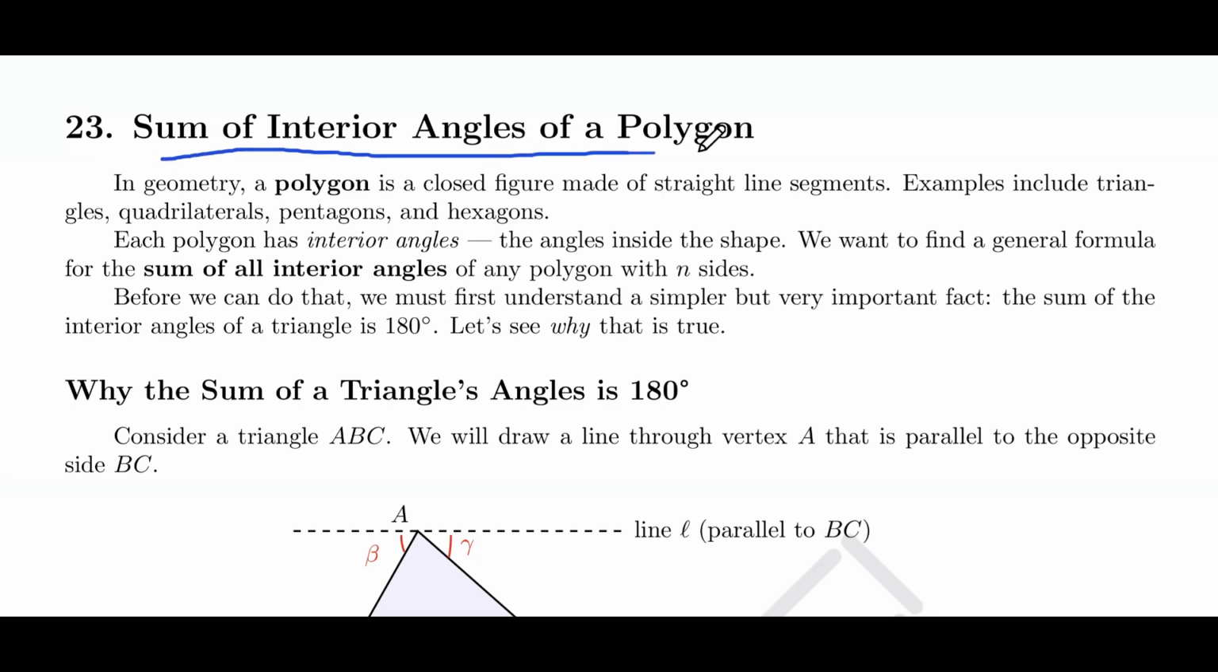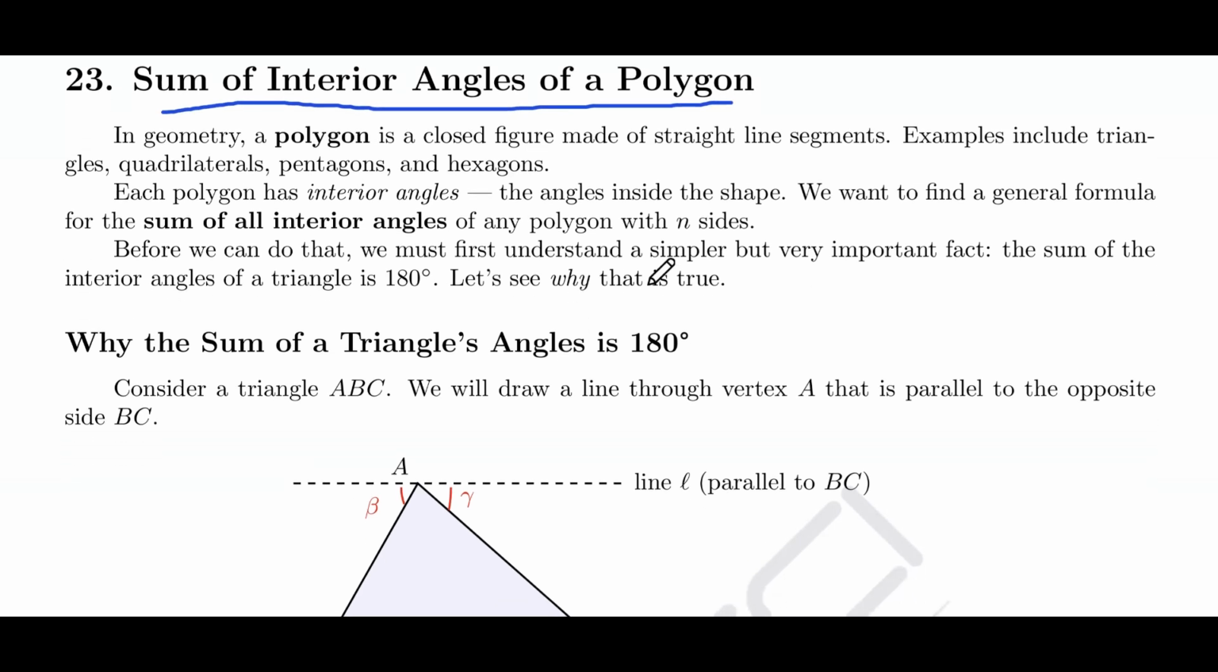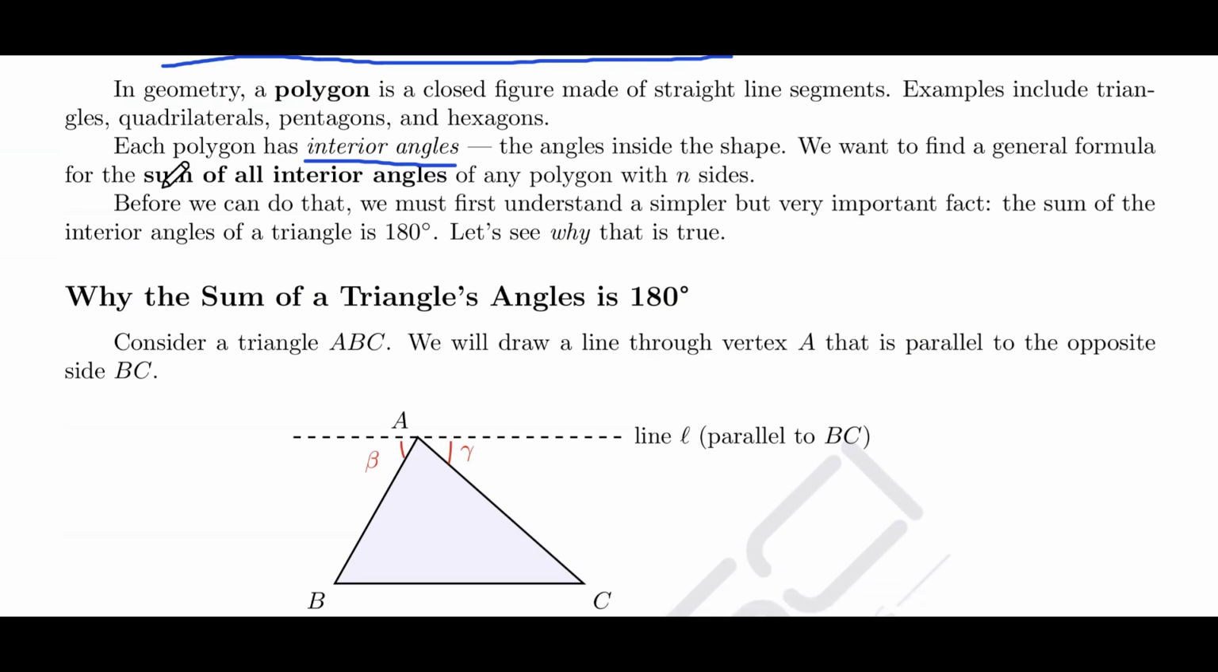First, let's recall what a polygon is. It's a closed shape made up of straight sides, like triangles, quadrilaterals, pentagons, and so on. Every polygon has interior angles, the angles you find inside the shape. Our goal is to come up with a general way to figure out the sum of all these interior angles, no matter how many sides the polygon has.